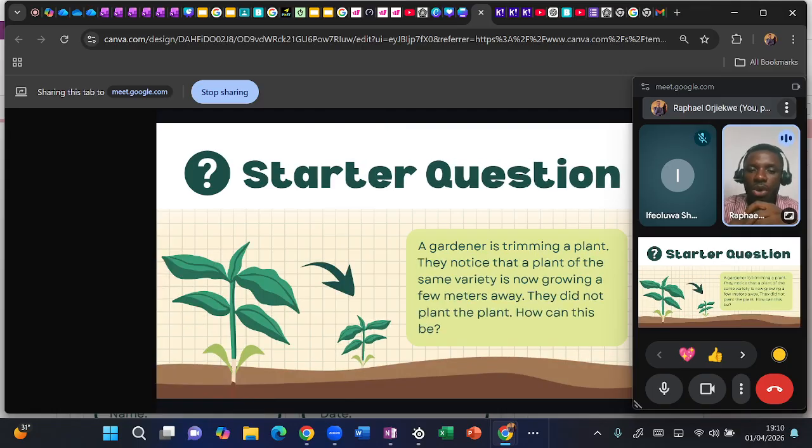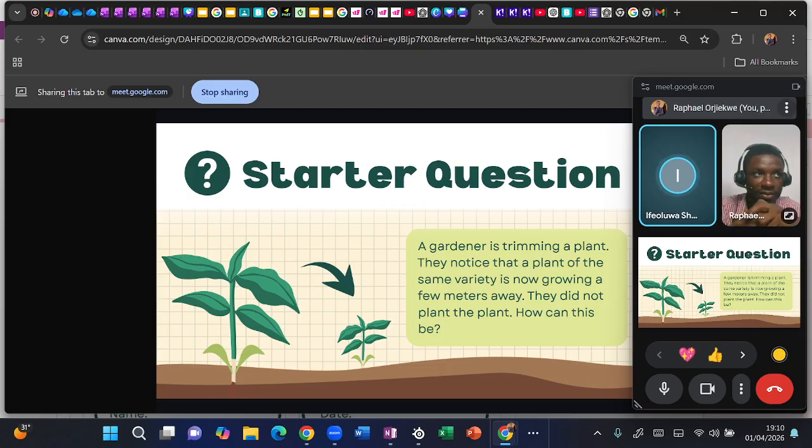So before we go on, can you just give an idea? You may have an idea once you can see this picture. A gardener is trimming a plant. They noticed that a plant of the same variety, the same plant, was found just close by. They did not plant it, like nobody planted it, but they found it growing there. How could this have happened?